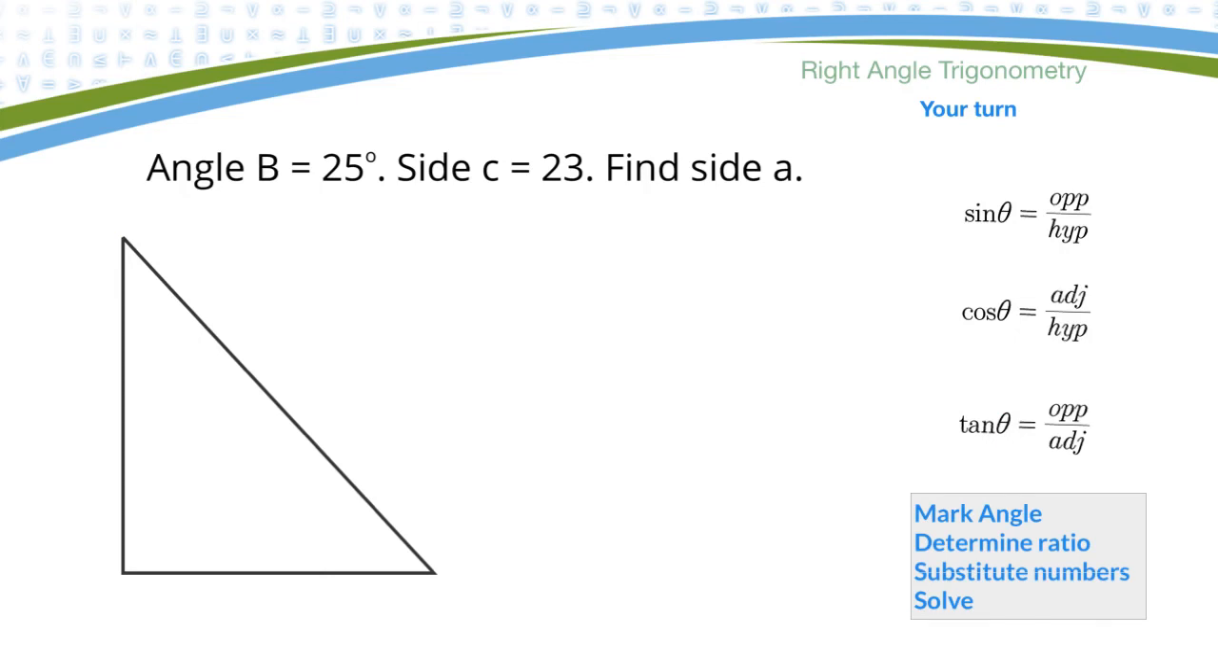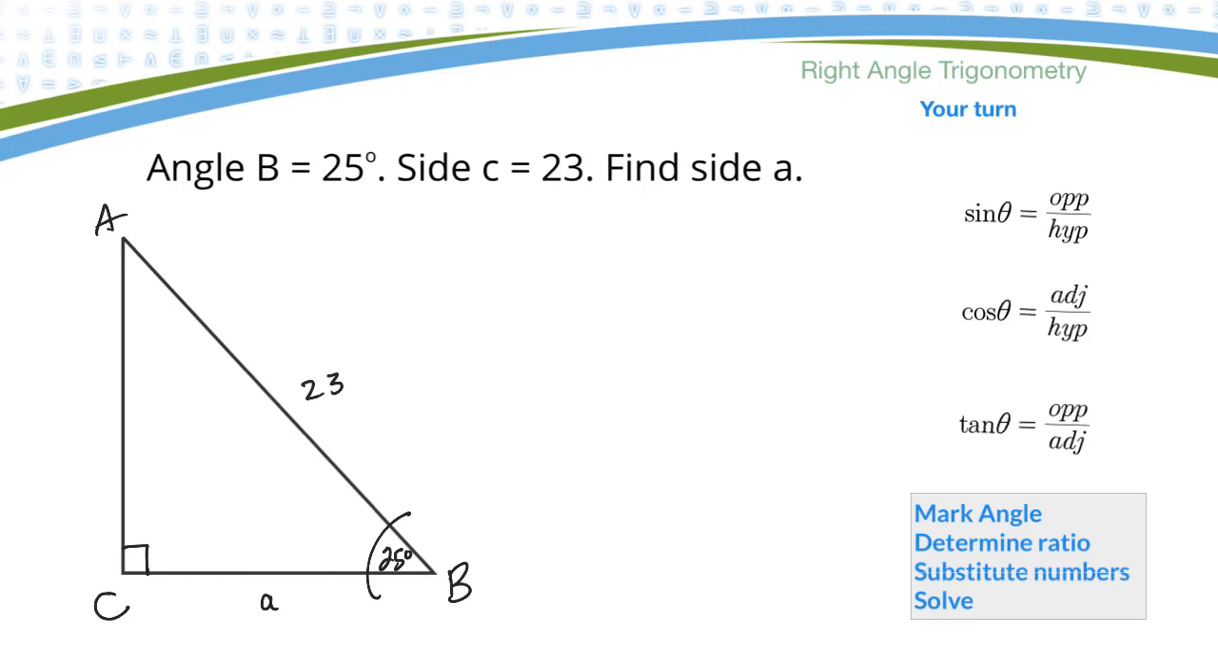So there's what you're given. See if you can find side A. Mark, set, go. Okay, this is angle C. We'll make this one A and this one B. I know B is 25 degrees. Side C is this one, and I'm looking for side A.